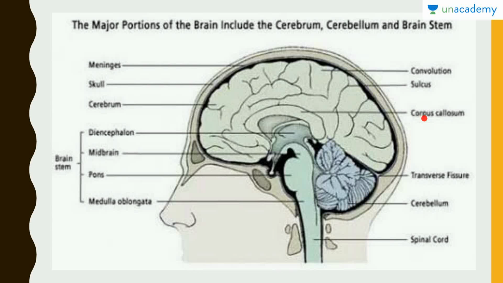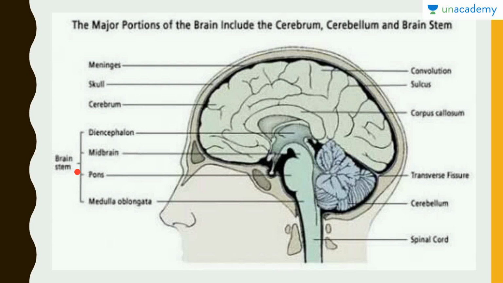Then we can also see the corpus callosum. Corpus callosum is basically a bundle of axons which connects the two hemispheres of the brain. Then you can also see some sulcus here. There are a lot of sulci in the brain. These groove-like things are the sulci. And then we have the convolutions right on the top. We have a number of convolutions, we have a number of gyri as well, and the sulci as well.